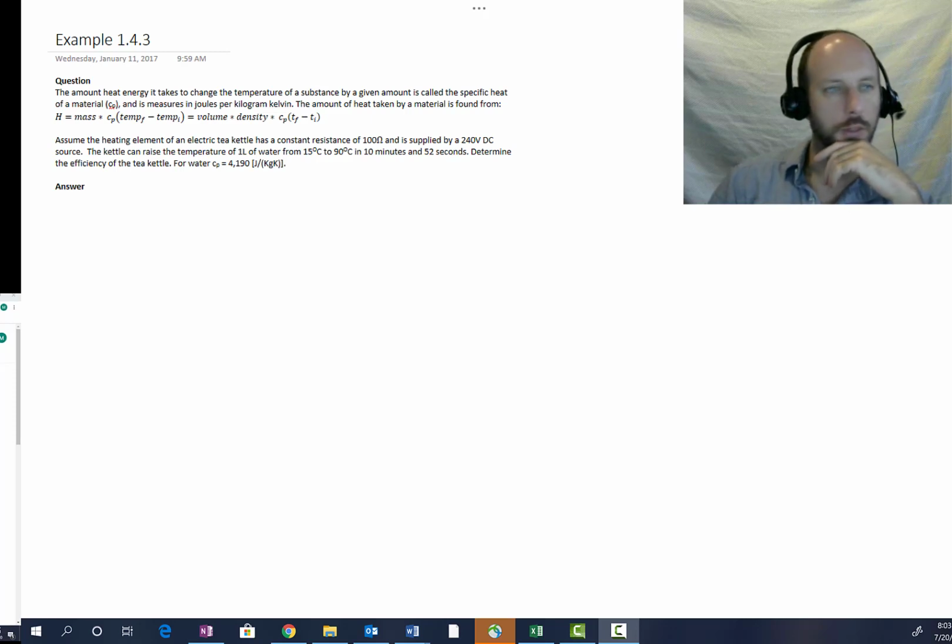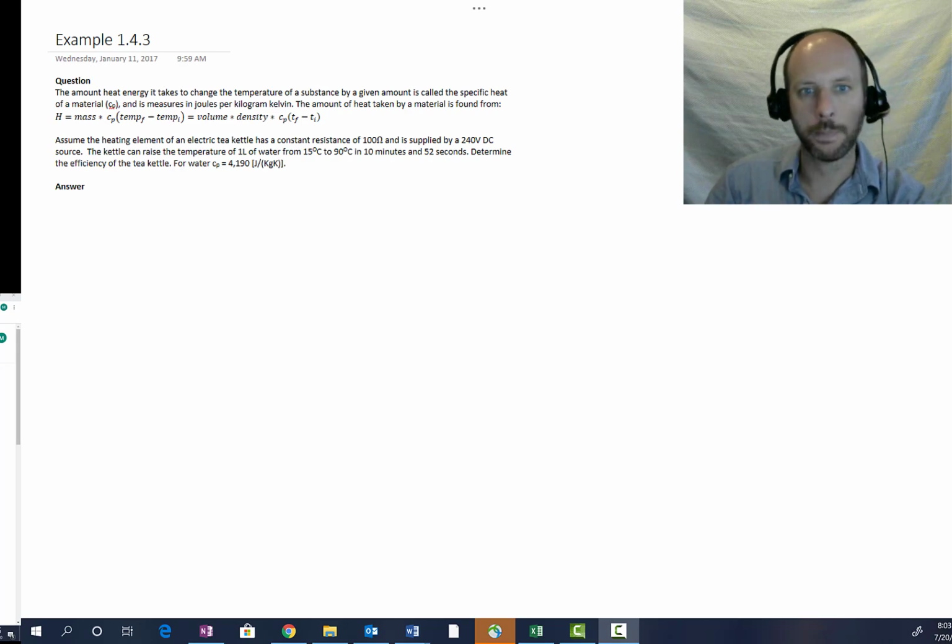Example 1.4.3. The amount of heat energy it takes to change the temperature of a substance by a given amount is called the specific heat of a material, C sub P, and it is measured in joules per kilogram Kelvin. The amount of heat absorbed by a material is found from the formula: heat energy is equal to mass times specific heat times the temperature change, temp final minus temp initial. And we should also know that mass can be calculated from volume times density.